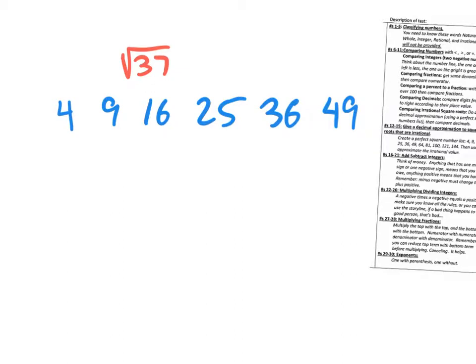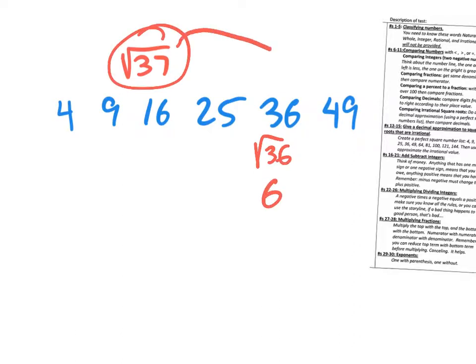Okay, so as we could see, the 37 is right between the 36 and the 49, and it's not perfectly in between. It's really close to 36, right? So when we think about the square root of 36, we need to know that that answer is 6, which means that this one is just a little bit more than that answer. So that should be roughly 6.1. Make sense?